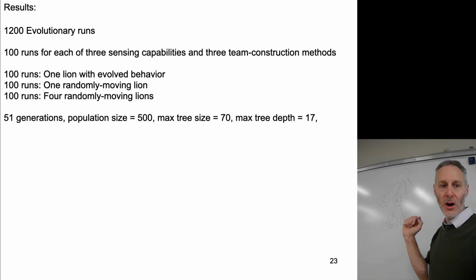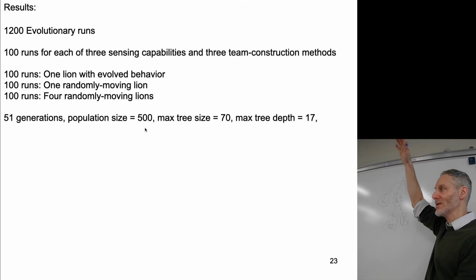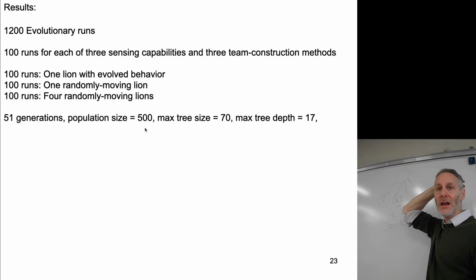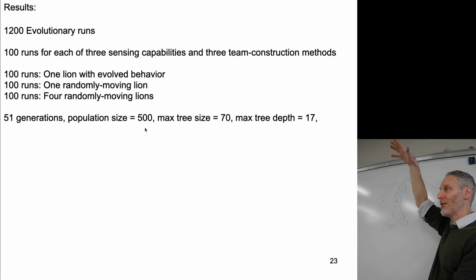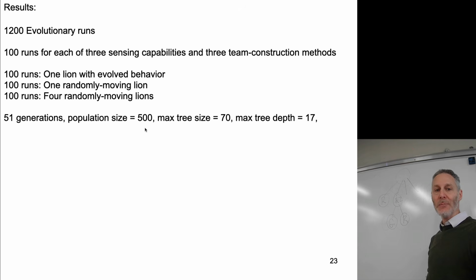Okay, off we go. For each one of these runs, they evolved the population for 51 generations. They used a population size of 500, so they had 500 trees in the population at any given time. And as you might imagine, through crossover and mutation, these trees can actually get very, very big. So there's a cap. No new trees can ever be bigger than 70 nodes, and they can never reach a depth greater than 17. These seem like ridiculously arbitrary numbers. 51, 70, 17, 500.